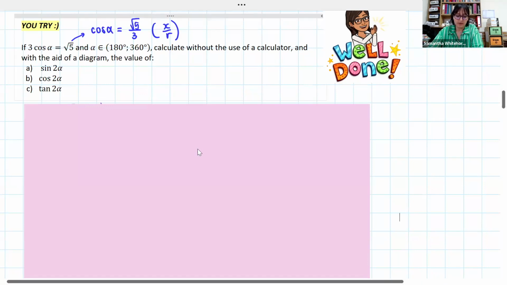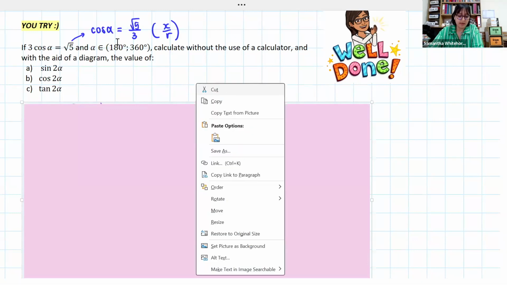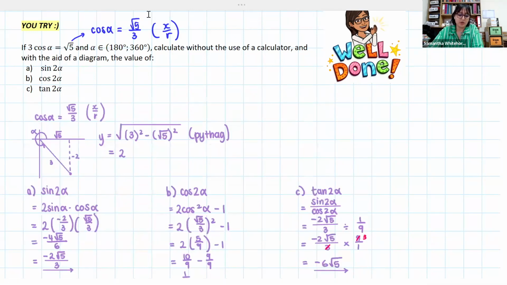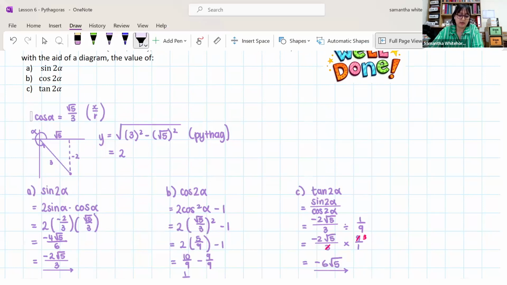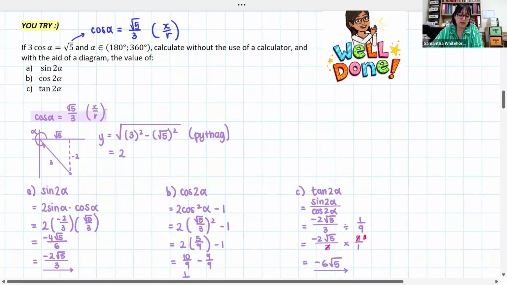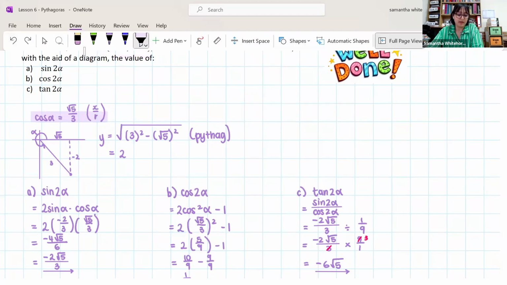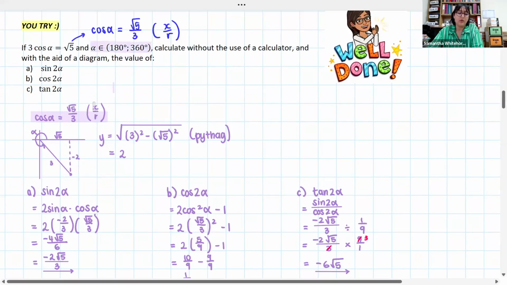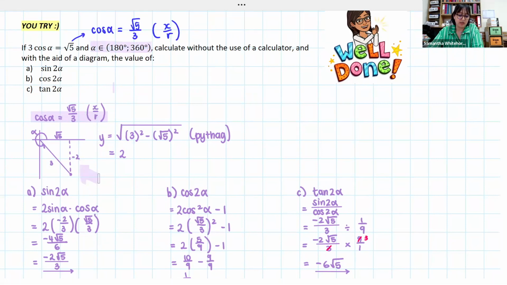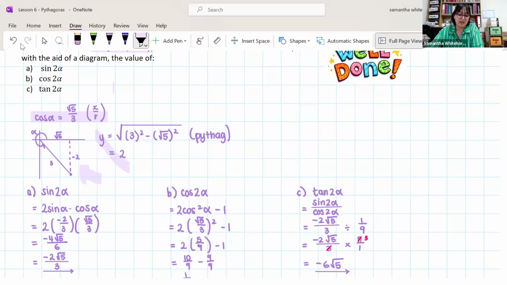Alrighty, guys, let's have a look. Okay, so again, make sure you isolate your trig ratio, because once you've done that, you can then go and have a look at what your Cartesian plane is going to look like. So based on the fact that cos had to be positive, and based on the fact that it had to be between 180 and 360, we were able to determine the fact it had to be in quadrant 4. So that's my diagram over there, quadrant 4. Now, bear in mind, quadrant 4, x is positive, but y is negative, which is why once I'd worked out y using Pythagoras, I needed to remember that it had to be a negative 2.